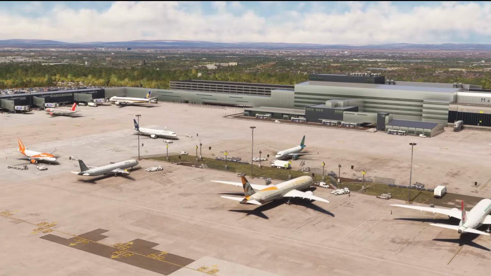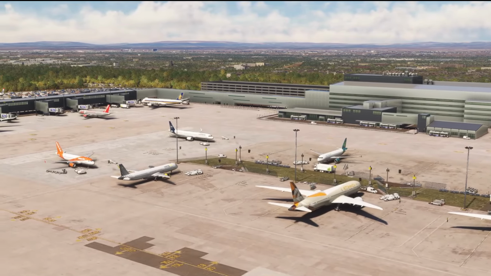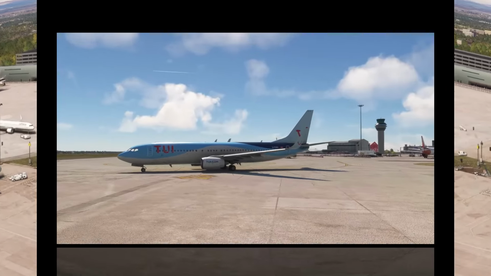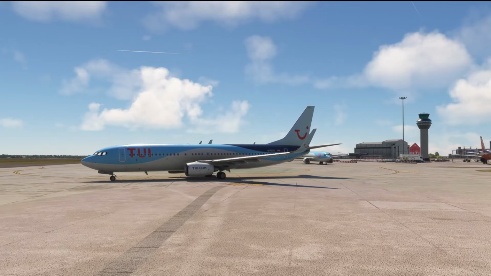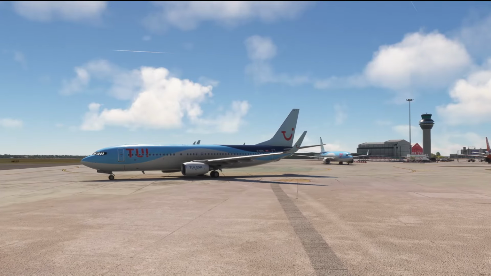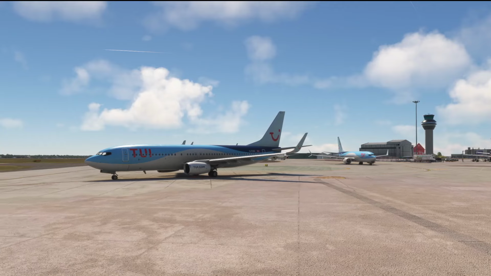Now, there are a number of things to think about with regards to what could possibly be a threat. Starting with the airport itself, it could be an airport that is unfamiliar to you. It could have a really long, convoluted taxi routing. There could be lots of hotspots on that taxi routing.